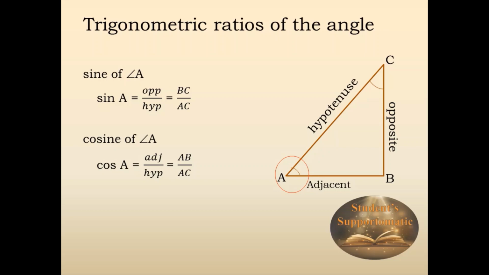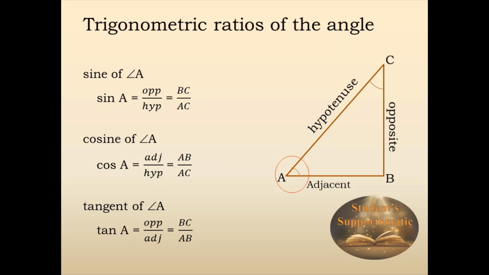Now the third ratio is the tangent of angle A. Tangent of angle A, we will write as tan A, which is always equal to opposite by adjacent. So what is the opposite line? BC. And what is the adjacent line? AB. So tan A is equal to opposite by adjacent, that is equal to BC by AB.